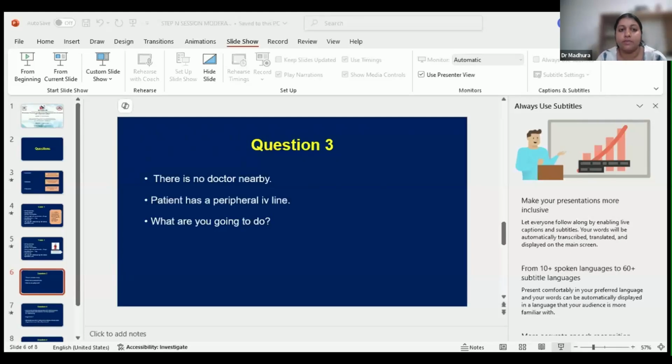So this is the case of an old MI with left ventricular failure with an EF of 30%, presented with pulmonary edema, cold peripheries. He's also hypotensive. So his BP on admission is 70/50. What would be your drug of choice?